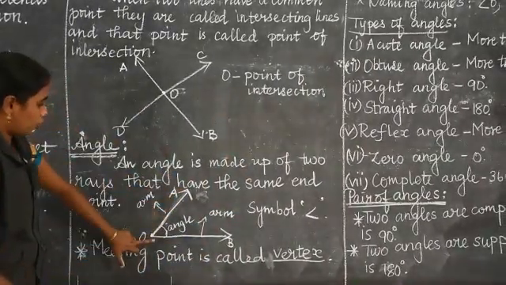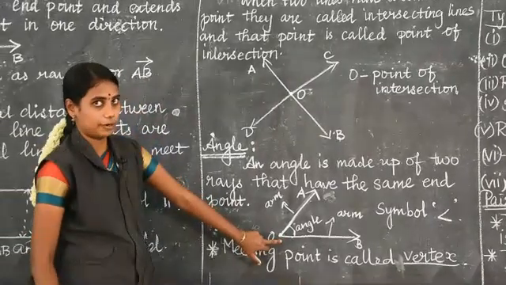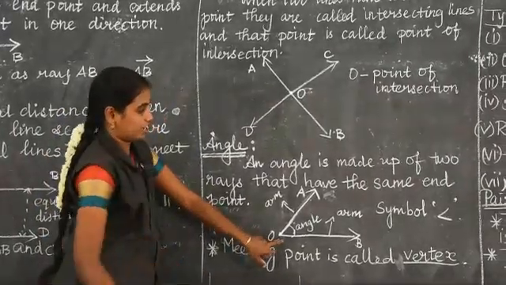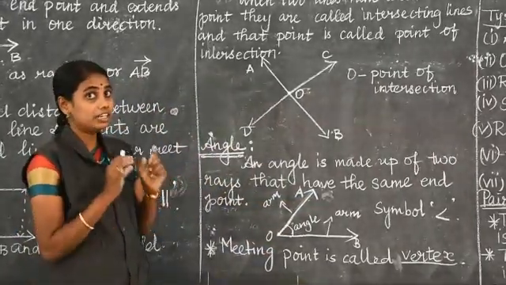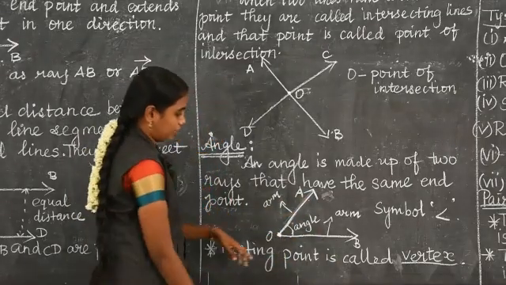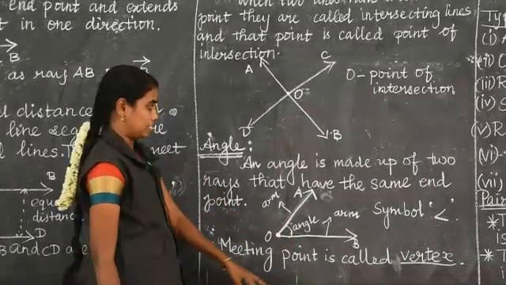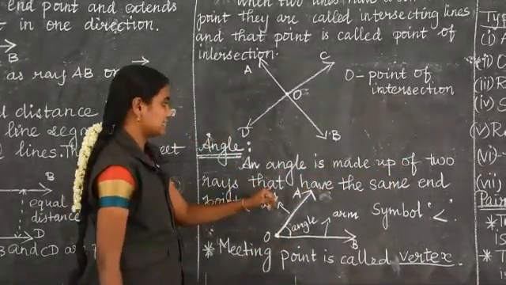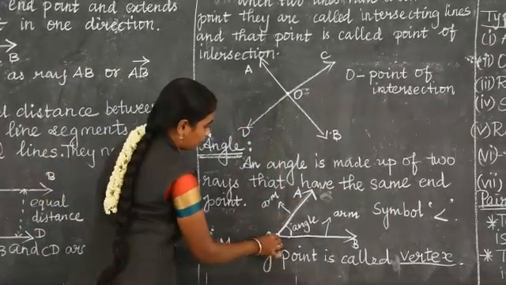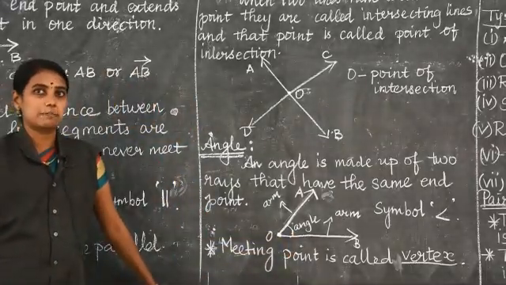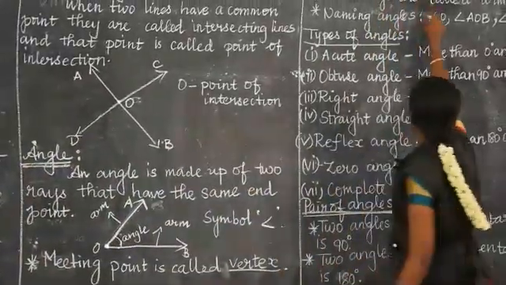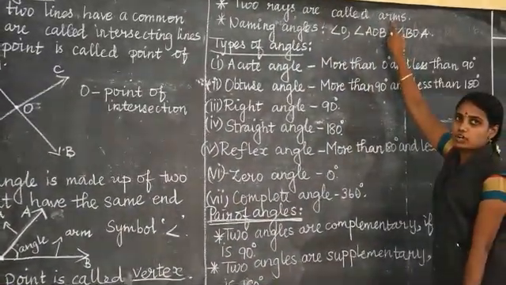When two arms or two rays meet at a common point, an angle is formed. Clear? It must be a ray, not a line segment. When two rays meet at one common point, an angle is formed. An angle is made up of two rays that have the same end point. Where they meet, that meeting point is called the vertex. Next, the two rays are called arms.